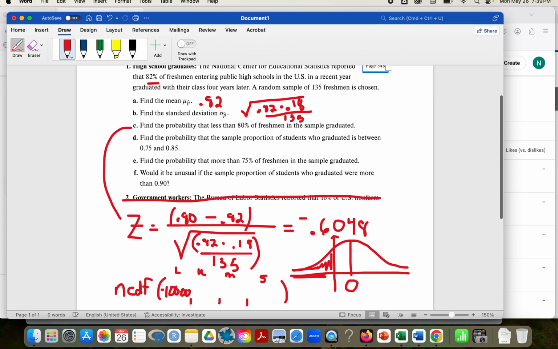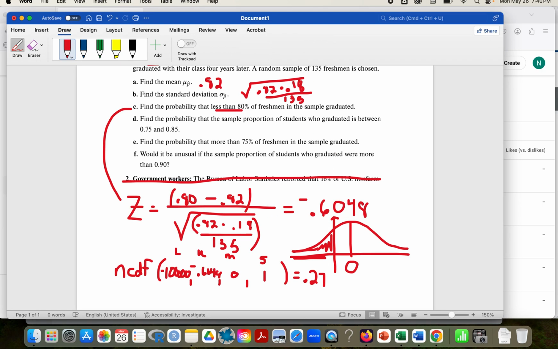Okay, I'm going to try and fit in 100,000. My upper is going to be negative 0.6048. My mean is 0 and my standard deviation is 1 because I'm on the standard normal curve. Now, that is one way to type it in. And when you do that, negative 0.6048, 0 and 1. We've got to hit enter a couple of times, and we get 0.2762726.